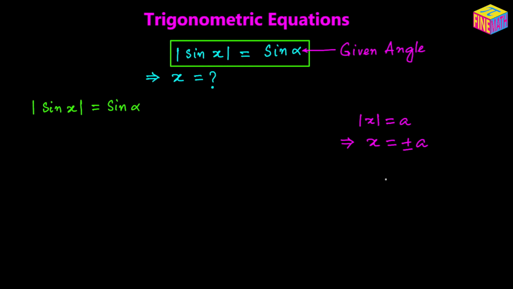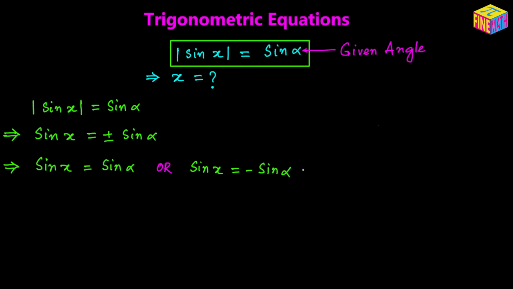Now using this concept, how can we rewrite our original equation? Well, we can say that sine of x will be equal to plus or minus sine of alpha. So from here we get two equations, right? We get sine of x equals positive sine of alpha, and the other equation we get is sine of x equals negative sine of alpha. Now this negative sine of alpha, can we write it as sine of negative alpha? Because we know that sine of any negative angle is a negative value, so we can write it as sine of negative alpha.